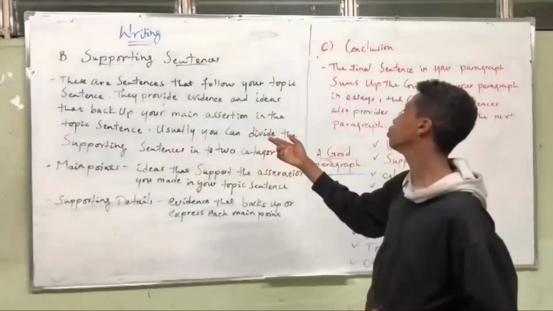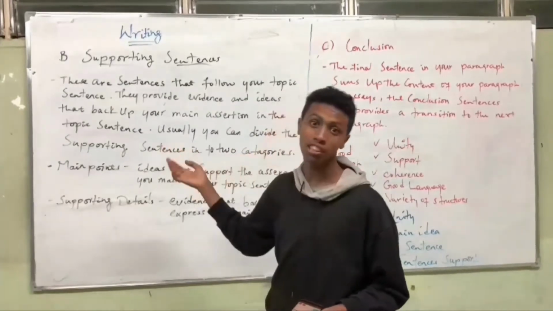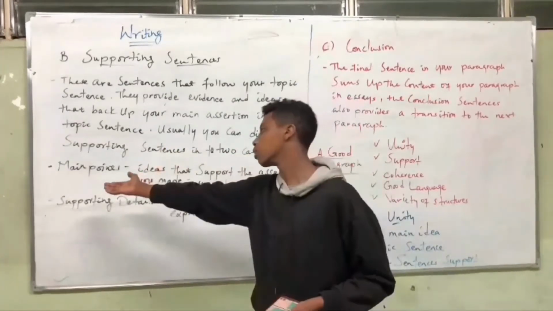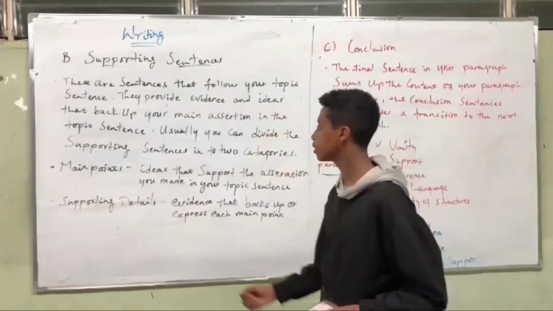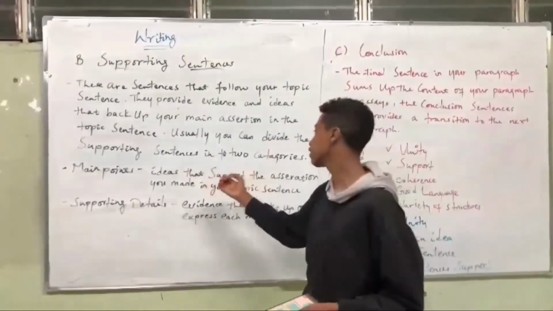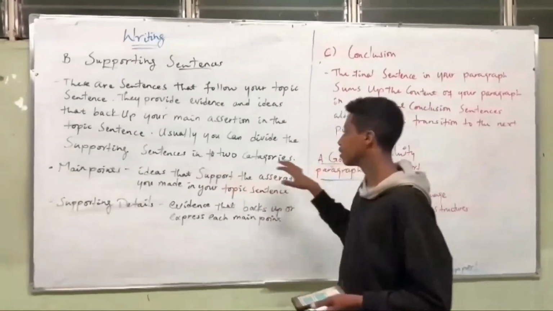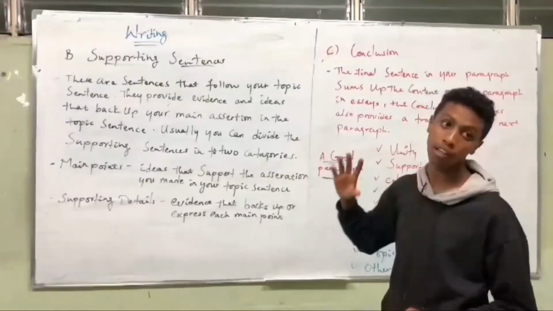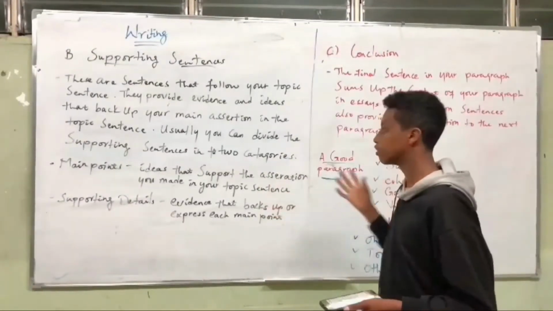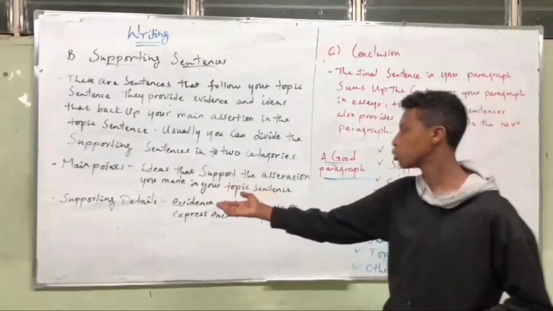Usually you can divide supporting sentences into two categories. One is main points, and the second is supporting details. The main points are ideas that support the assertion you made in the topic sentence, supporting the main idea by giving some information about it. The second one is supporting details.